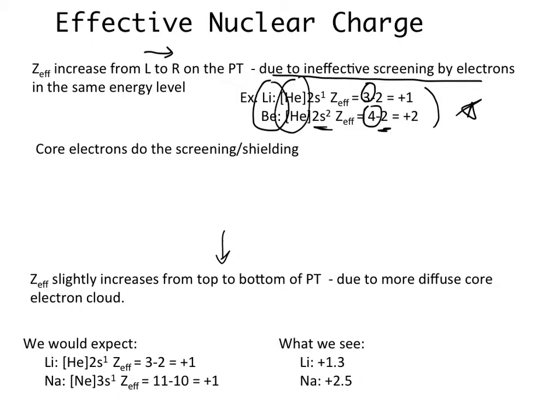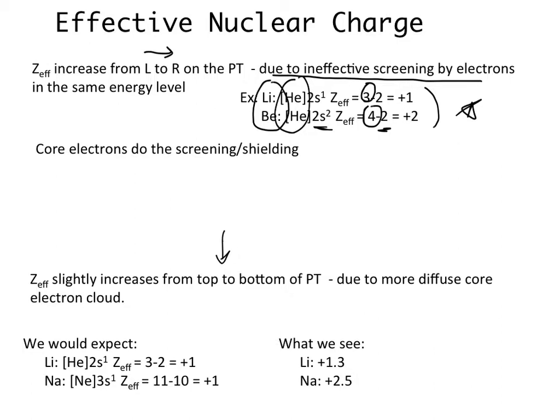And this is partially due to a more diffuse core electron cloud. So basically, as you continue away from the nucleus, the electrons are having to cover more distance or more area in terms of that atom's structure. So the electron density isn't as tight. And so the effective nuclear charge is going to be stronger.